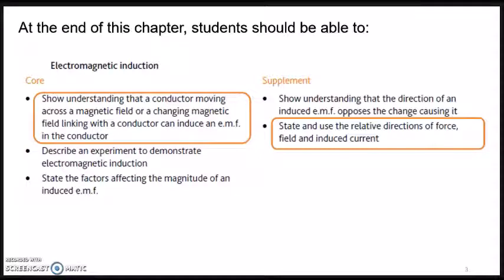At the end of this chapter, students should be able to show understanding that a conductor moving across a magnetic field, or a changing magnetic field linking with a conductor, can induce an EMF in the conductor. Conductor here means wire. Second, students should be able to state and use the relative directions of force, field and induced current, basically by using the right-hand rule.